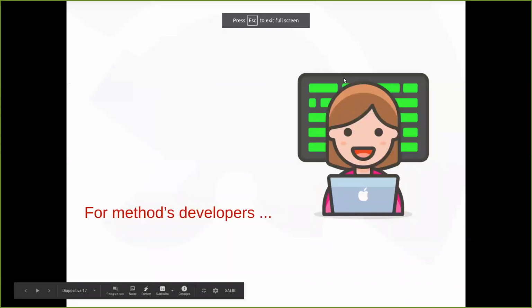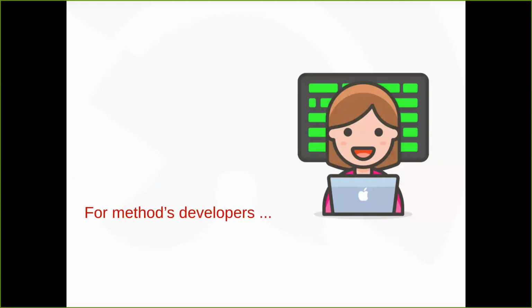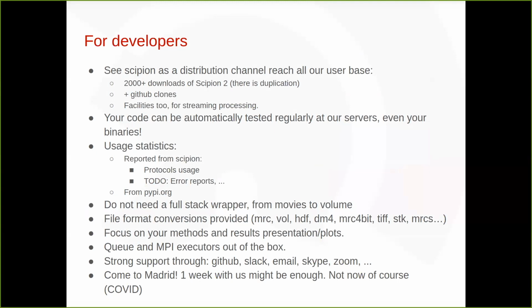So now for developers, I don't know how many developers are here, but I'm talking about this anyway. We see certain benefits in integrating your software in Scipion. You can see Scipion as a distribution channel to reach all our user base. We have more than 2,000 downloads of Scipion 2. We know there is duplication, but we also know there are GitHub clones and there are facilities running Scipion day by day.